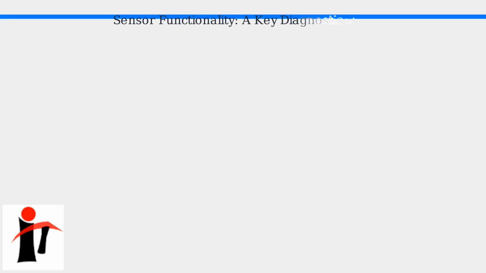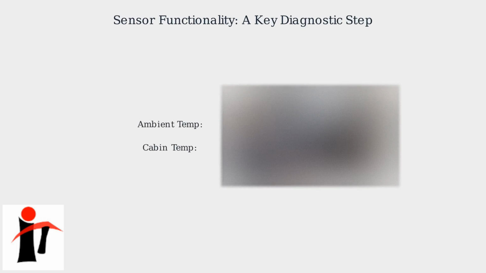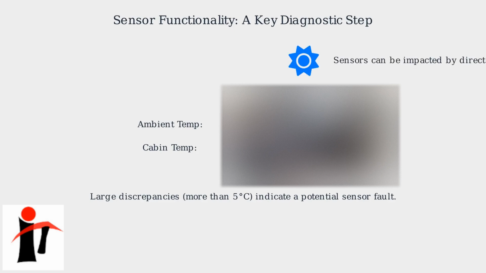Cabin overheat protection relies on several sensors to accurately detect cabin temperature. You can check these sensors via the service menu. To access this menu, press and hold both scroll wheels on your steering wheel for a few seconds. Then select Service > Temps. Pay close attention to the ambient temp and cabin temp readings. Large discrepancies, more than 5 degrees Celsius, indicate a potential sensor fault. Keep in mind these sensors can be impacted by direct sunlight.